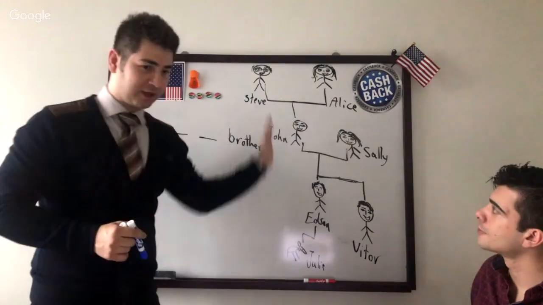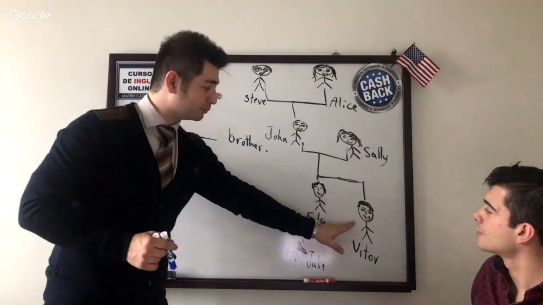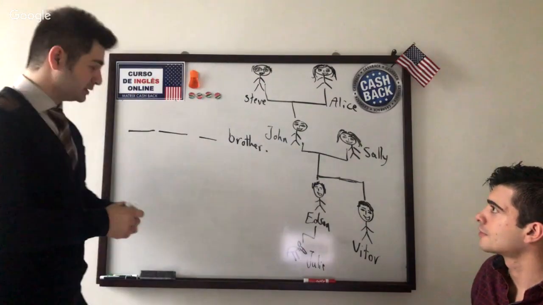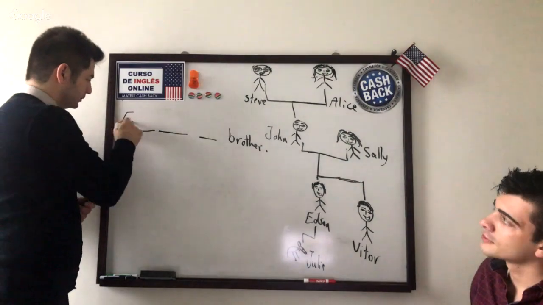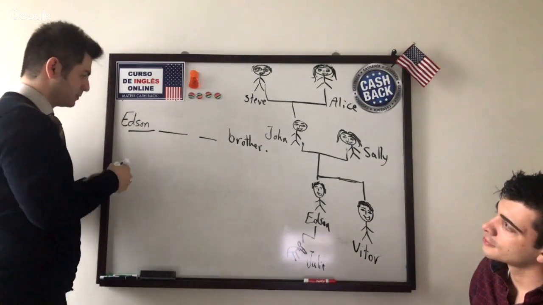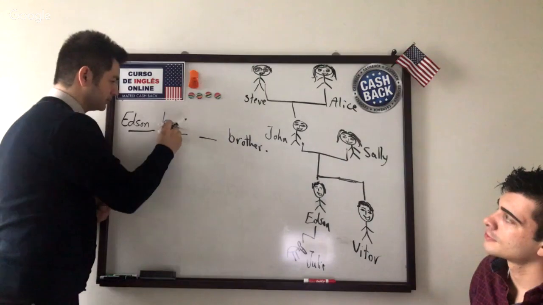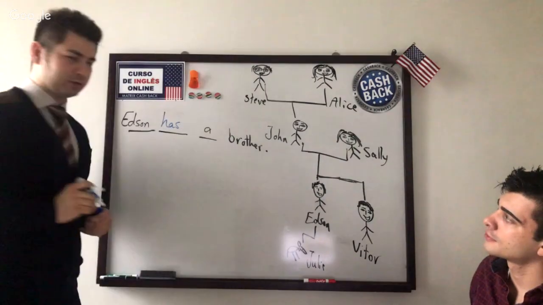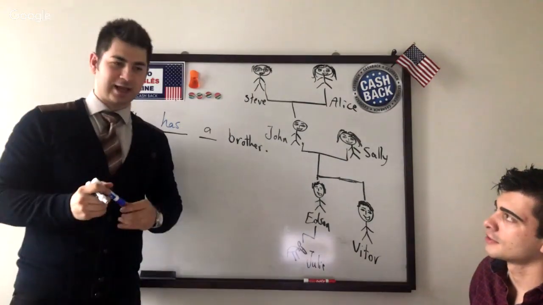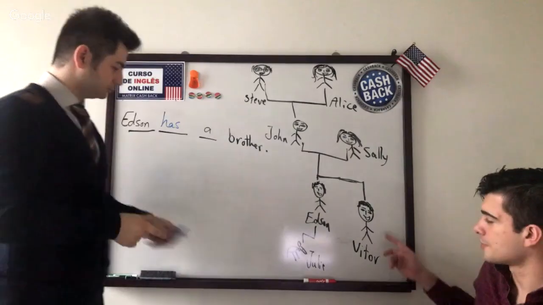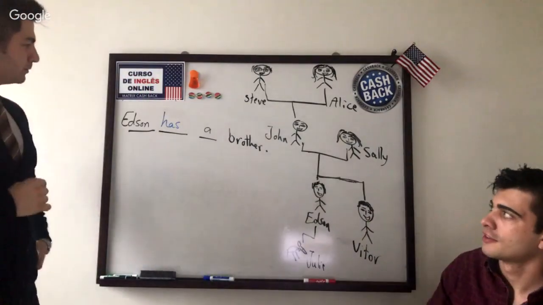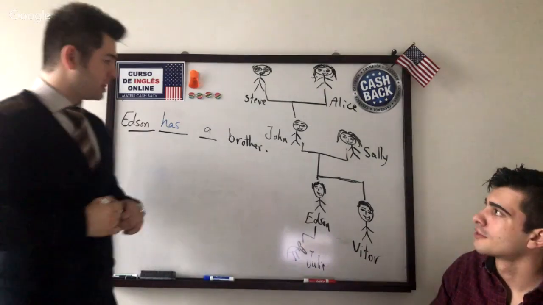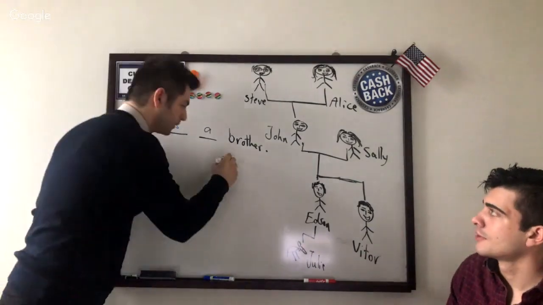Now, as you can see from the family tree, Edson does have a brother. So the sentence has to be Edson has a brother. Então, sendo que eu tenho um irmão, daquela maneira. Good. Sentence number 2.